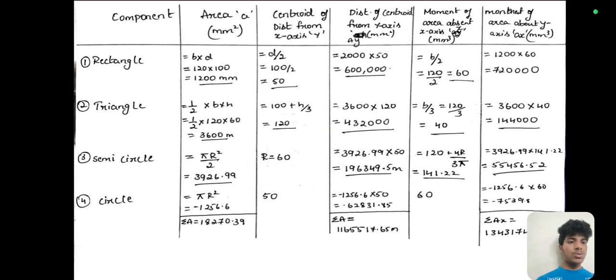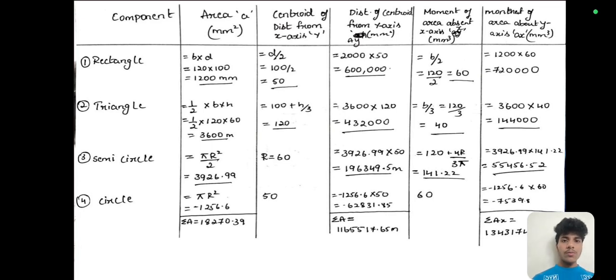So area A and the x bar, we have to multiply both the answers. So 3926.99 into 141.22. If we multiply it, we'll get the answer as 55,456.52. So this was the step for the semicircle.